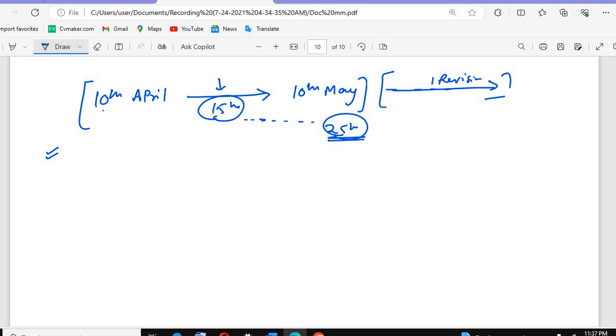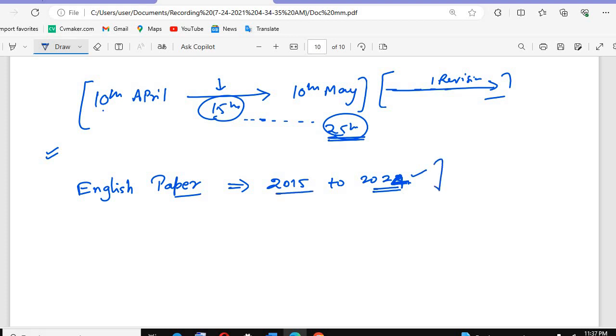And whatever papers you need to do, firstly you need to focus on the English questions, the English paper. The English paper should be done, minimum 2015 to 2023. I think we have 24 also. Yes, we have 24 also, because in February we had the exam. So if you got the 24 paper, do that. 2015 to 2024 papers.